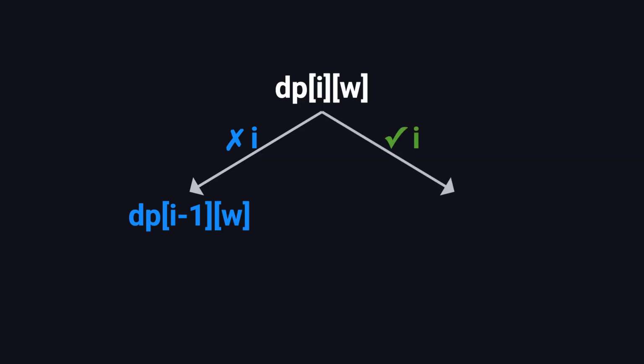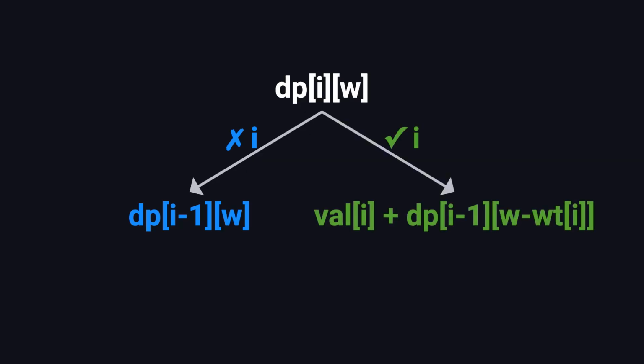Second, we choose to take this item, but only if it fits in the backpack. If we take it, we add its value, val[i], plus the best value we can get with the remaining capacity, which is W minus wt[i]. That's dp[i-1][W - wt[i]]. We then pick the maximum of these two options.